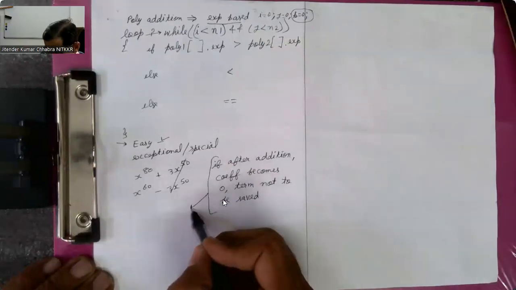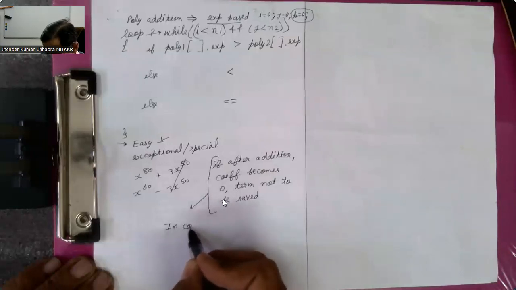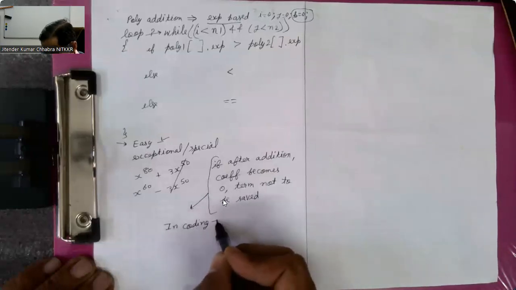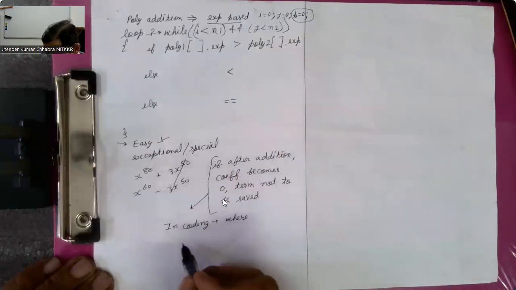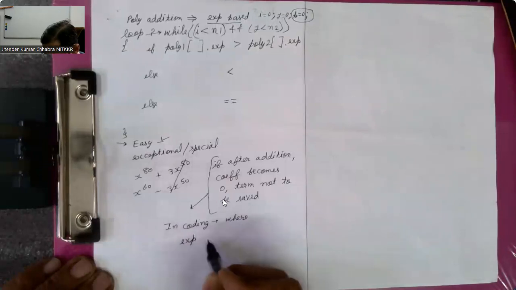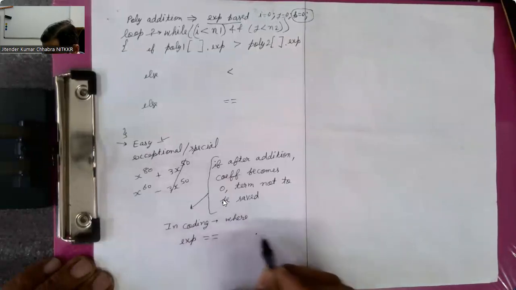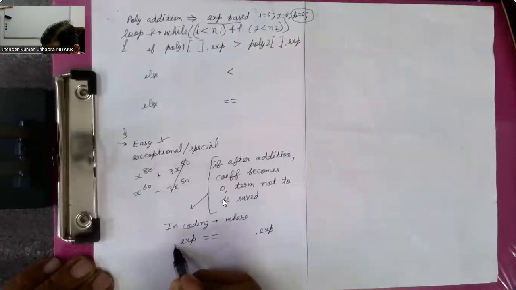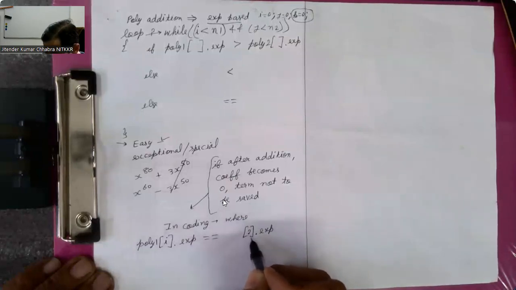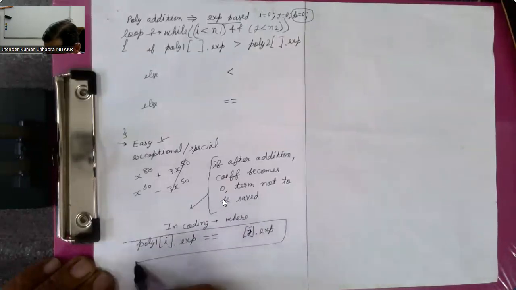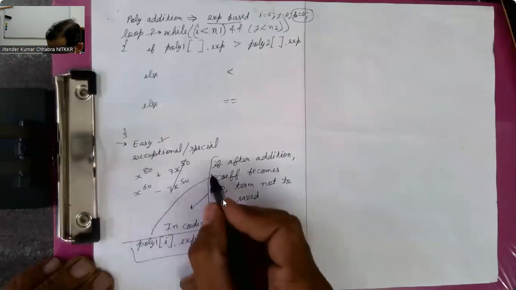Where to do it in the code? Now you can easily think where. I'm sure you know this is the case when the exponents were equal. So the equality case is where I was talking. Say poly 1 of i dot exponent, similarly poly 2 of j, poly 2 of b, whatever you say. In this, we have to make some provision for this situation.